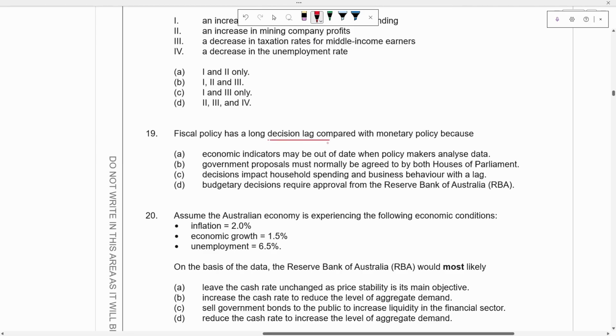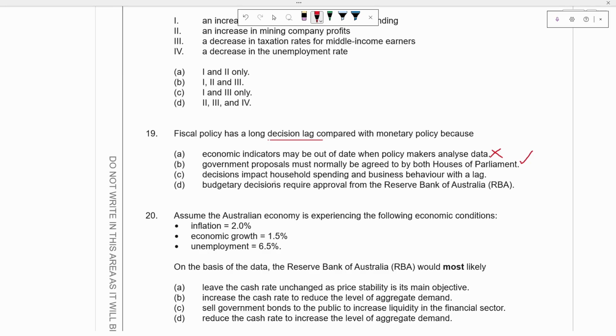Fiscal policy has a long decision lag compared with monetary policy because A, economic indicators may be out of date when policymakers analyze data. This one is incorrect, as this is not a decision lag. B, government proposals must normally be agreed to by both houses of parliament. This is true, and this is a decision lag.